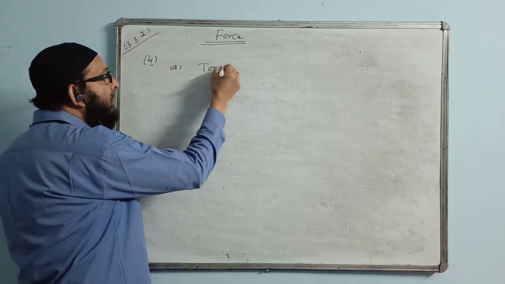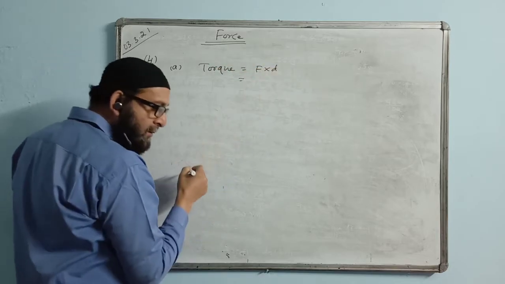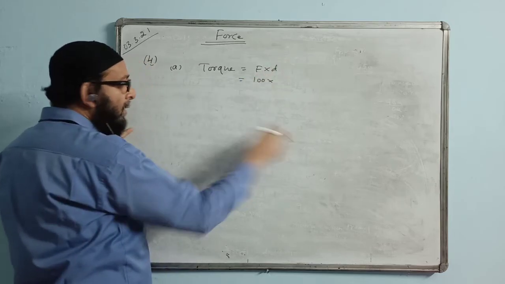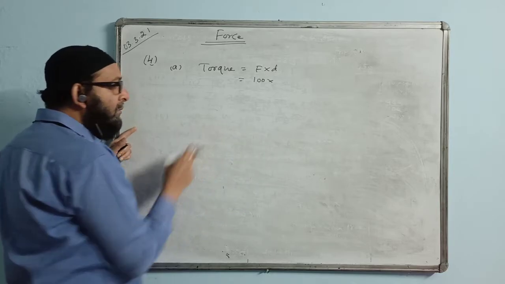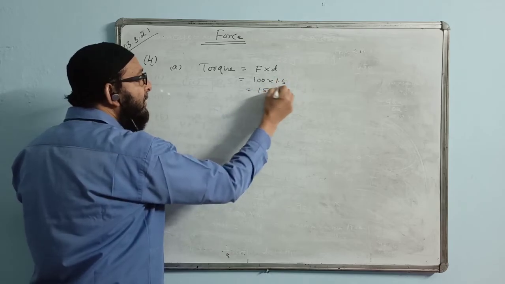Torque and moment of force are the same thing. Torque formula is F into D. Force given is 100 Newton, but he is giving the force in the middle of the door. The whole thing is 3 meter, but giving the force in the middle means the distance from the hinge will be 1.5 meter, half of 3. Answer will come 150 Newton meter.